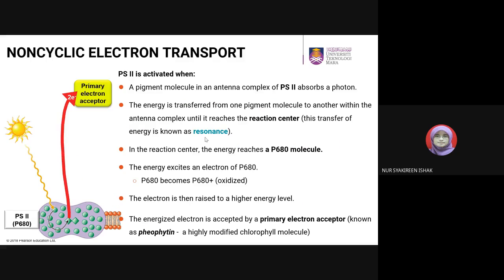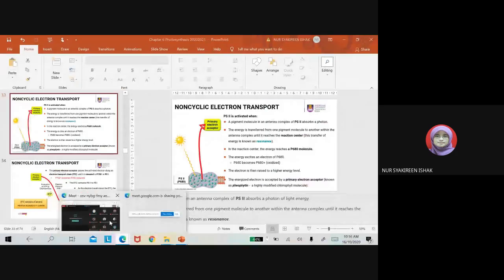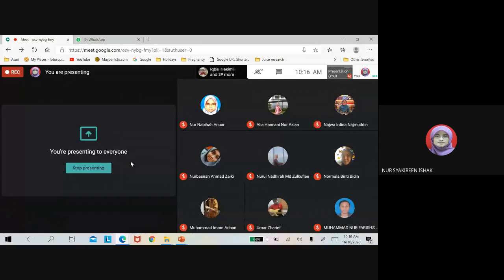Okay, so before kita proceed, ada soalan tak nak tanya? Untuk light reaction ni. Any question? No, madam. Tak ada. Kita break 2 minit sekejap.